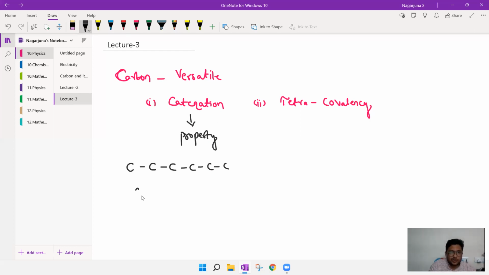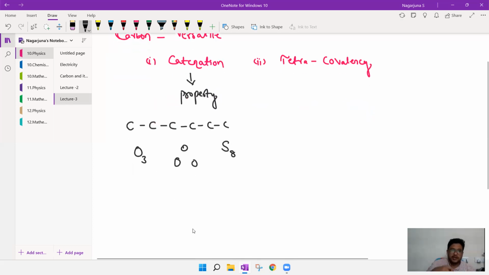You can observe ozone, nothing but O3, where 3 oxygens combine together. And we have another example, S8 sulfur, where 8 sulfurs combine together to form S8. Like that, if similar elements combine together and form long chains, branches, rings, etc., that is known as catenation. And carbon can form very long chains.